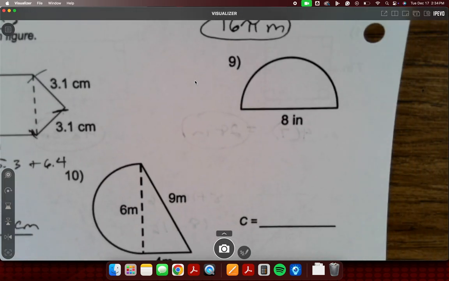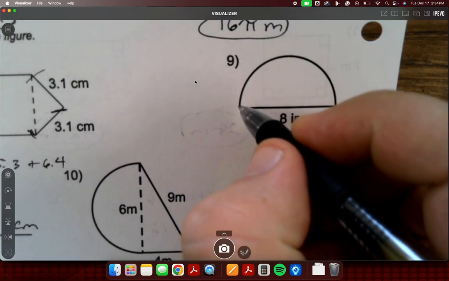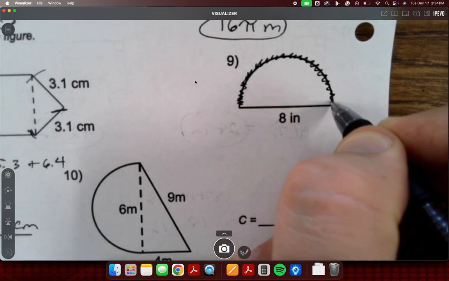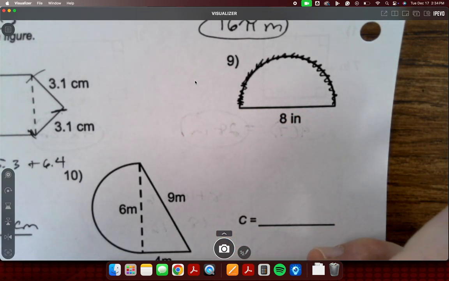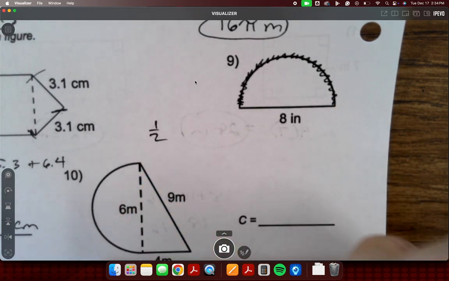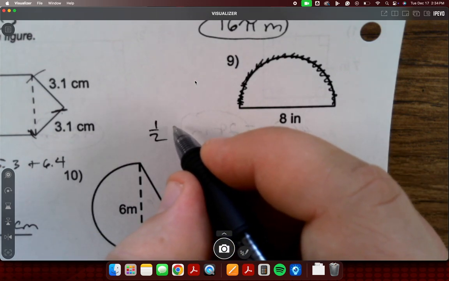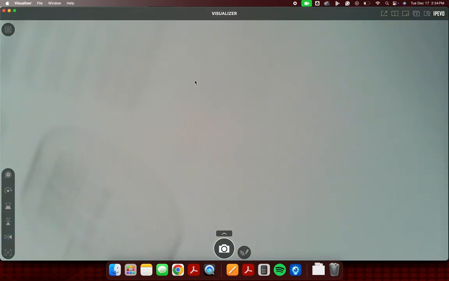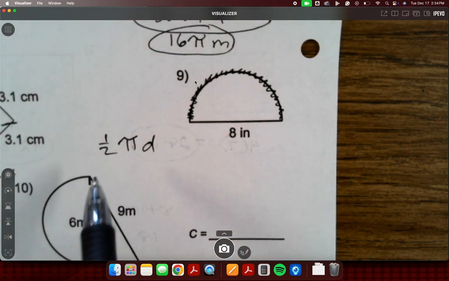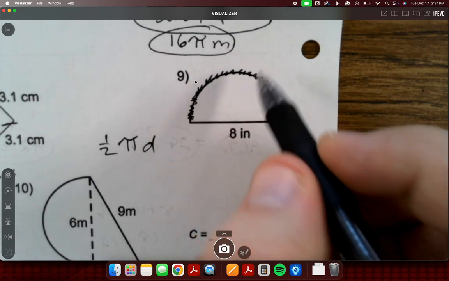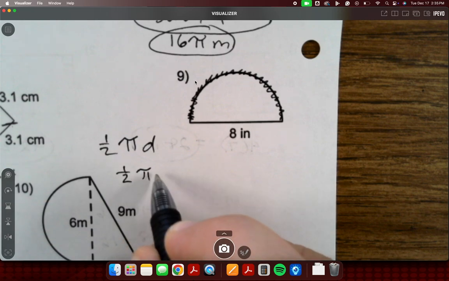Okay, on number 9, it's a little bit tricky, so try to stay with me. We have a half circle, which is what I'm kind of shading or drawing squiggly lines around it here. That's one piece of our outer edge. Kind of looks like a taco now. So we can find that piece by doing half times pi times the diameter. So I'm using the formula pi times diameter because we were given the diameter, but I'm cutting it in half because we don't have a whole circle, we should have a semicircle. So just for the part I've squiggled in, that's 1/2 times pi times 8.